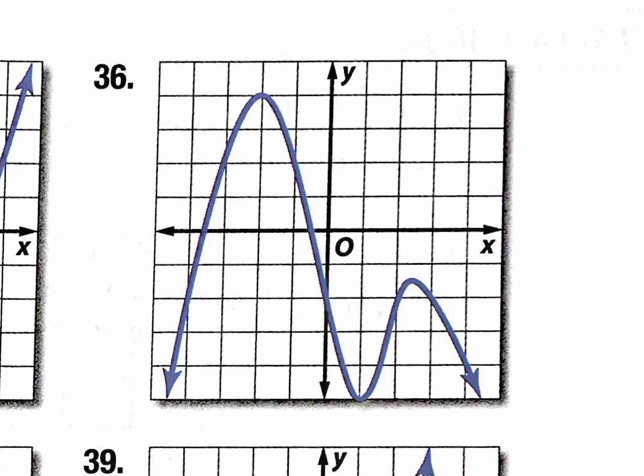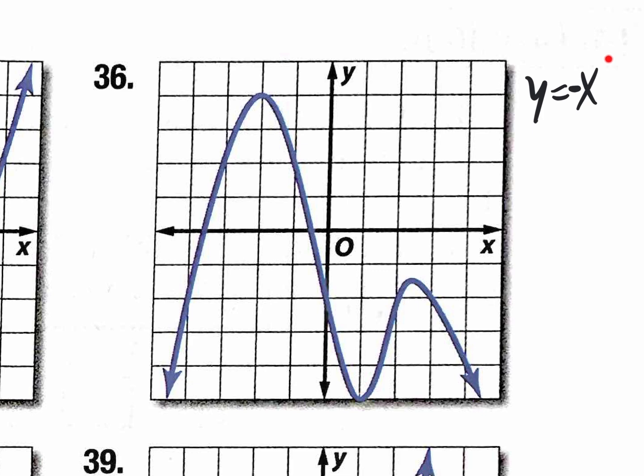And what about the a value? Is the a value positive or is it negative? Does it open up or down? Opens down, so the a value is negative. So we know that this polynomial function could be something like y equals negative x to the, and it has to be a negative because the a value is negative. And the degree has to be even.